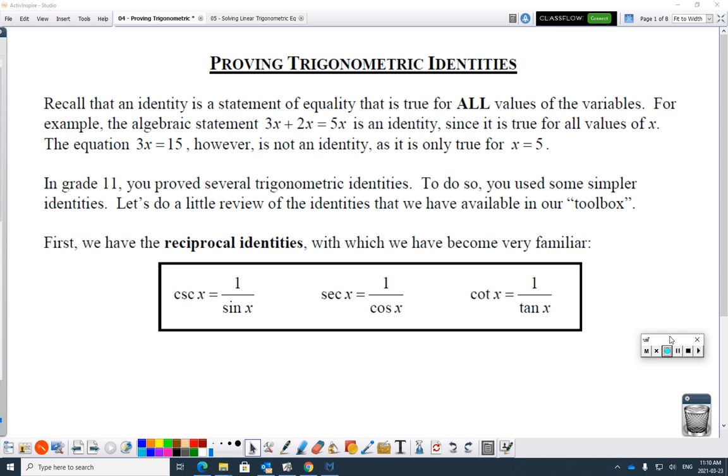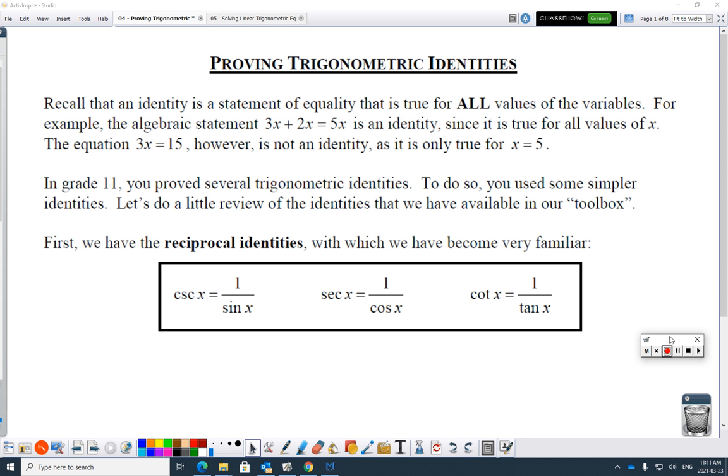In grade 11, you proved several trigonometric identities. To do so, you use some simpler identities. Let's do a little review of the identities that you have available in our trig toolbox. I'm going to put them all on this page here again, but I suggest that other sheet because you're allowed that other sheet for tests and exams and so on, so you always have that available. And each one of these on here is a little mini identity that you can use to try and simplify the identity you've been given.